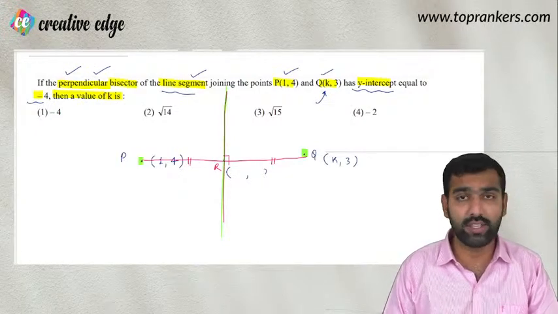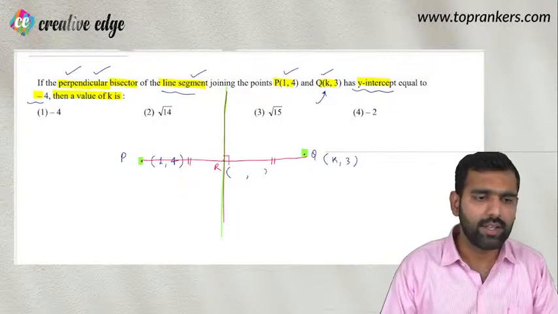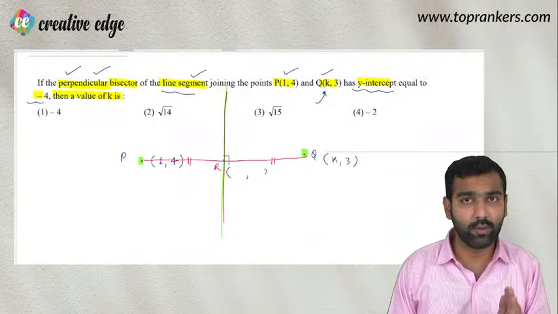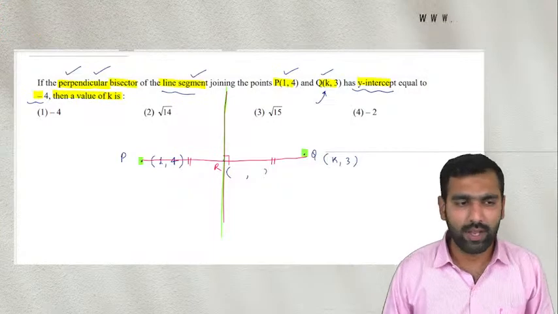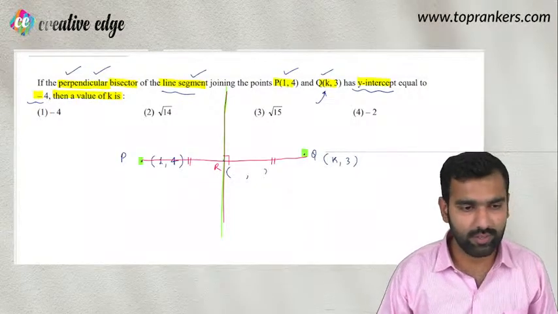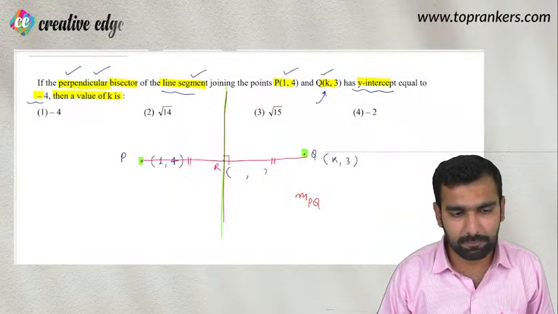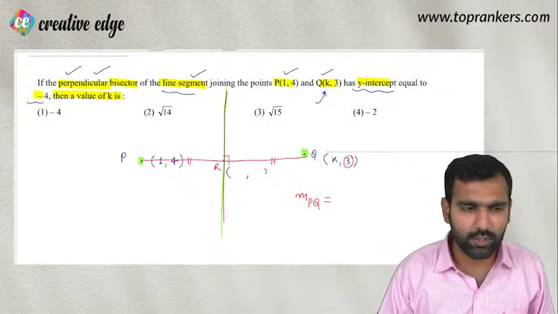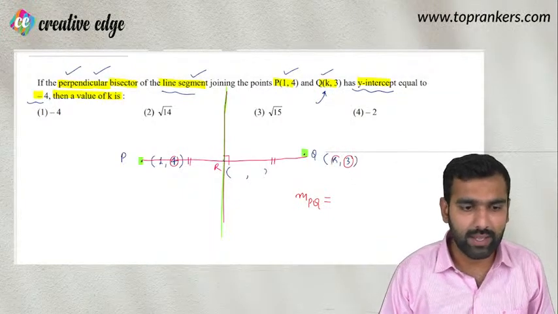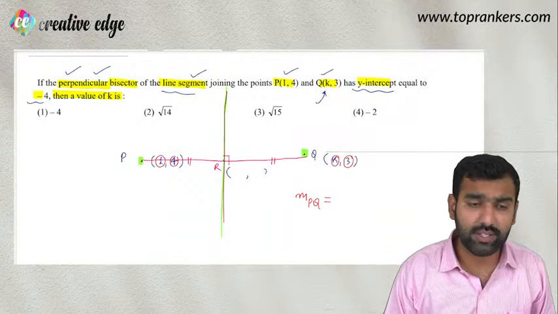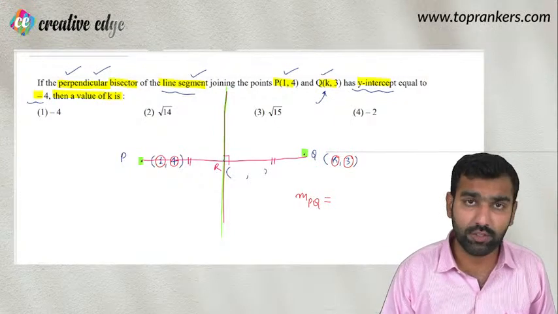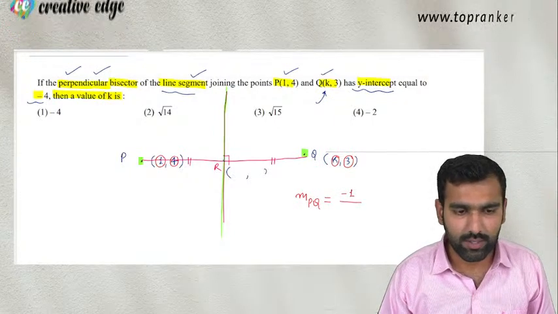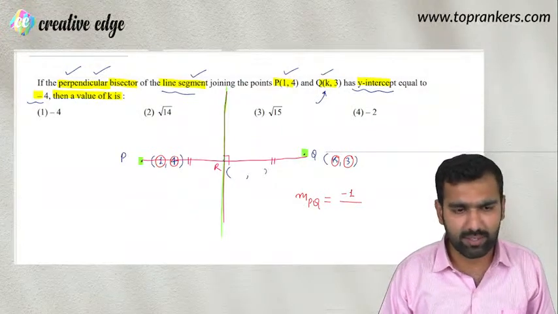Then the value of k is, please understand, can I first of all figure out the slope of this line PQ? I hope that's a very simple point which you all can figure out. The slope of the line PQ will be given by y2 minus y1 upon x2 minus x1, right? So that's clearly going to be 3 minus 4, which is -1, upon k minus 1.